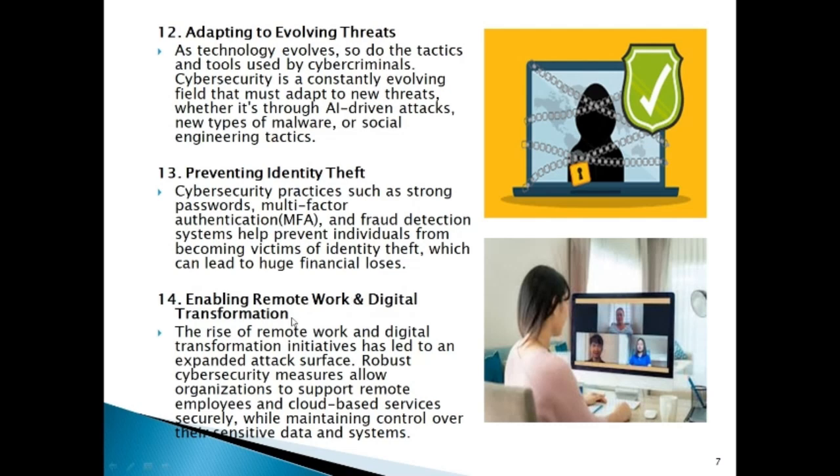Now, number 14, enabling remote work and digital transformation. The rise of remote work and digital transformation initiatives has led to an expanded attack surface. Robust cybersecurity measures allow organizations to support remote employees and cloud-based services securely, while maintaining control over their sensitive data and information. Remote work has exploded in the past few years, and because people want to be able to work from home, cybersecurity professionals have to evolve ways to allow this to happen while protecting sensitive information.